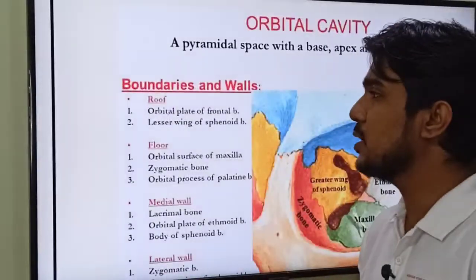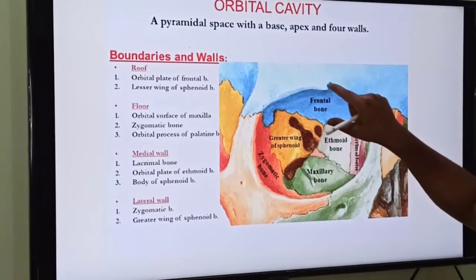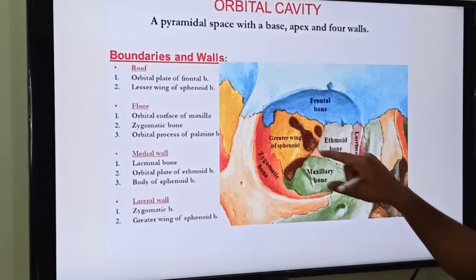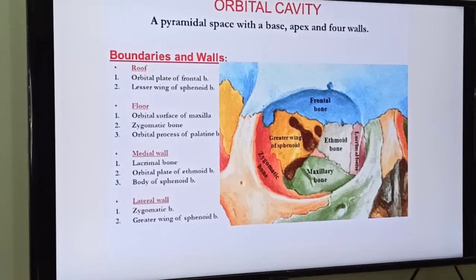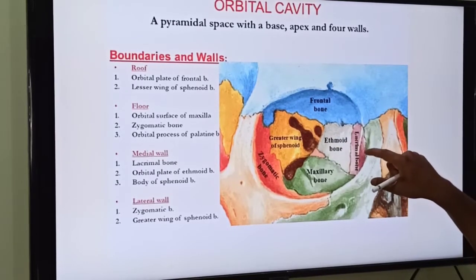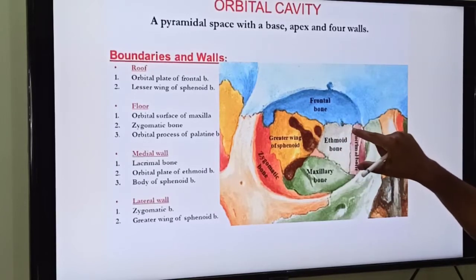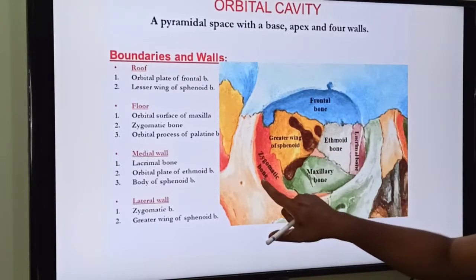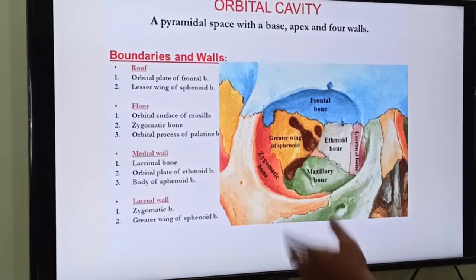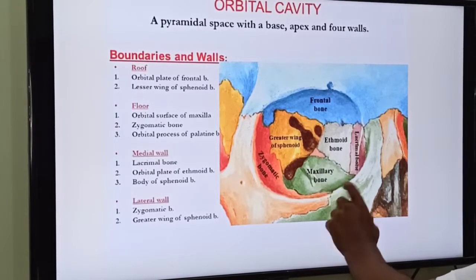You have to remember this. See, this is the frontal bone making only the roof, and the greater wing and the lesser wing of the sphenoid. It is not represented here, but they can sometimes give you this photo and ask which is the lacrimal bone. This is the lacrimal bone, this is the ethmoidal bone forming the medial wall. This is the greater wing of the sphenoid, and the zygomatic bone का part कुछ होता है, that is also forming the lateral wall. And below you have to remember this one.